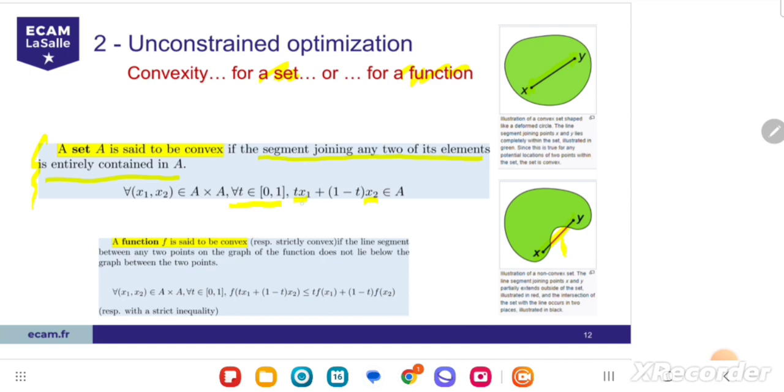So all the points of the segment are described by these points for t varying from 0 to 1. When t is equal to 0, you are describing point x2. When t is equal to 1, we are describing point x1. All those in between are going to be these ones. So we've got a convex set if all the points described here belong to the same set A. And actually, we're going to describe convex functions.